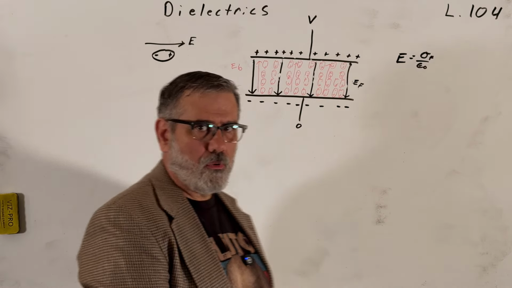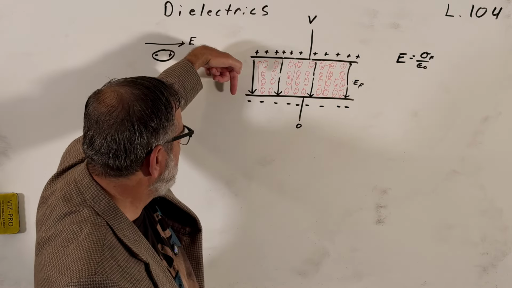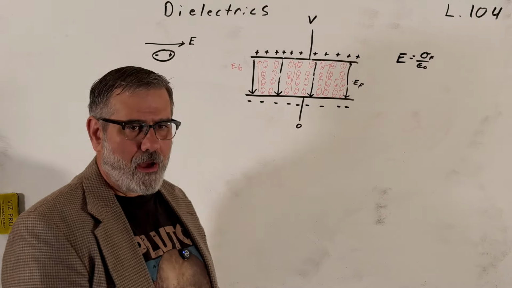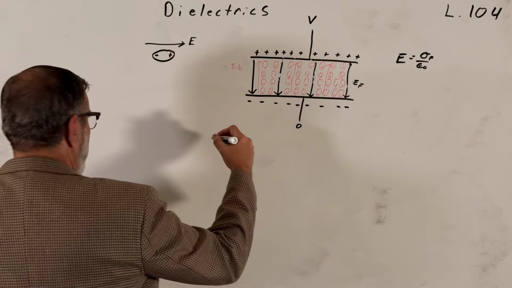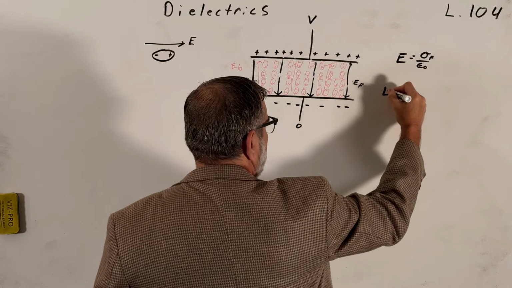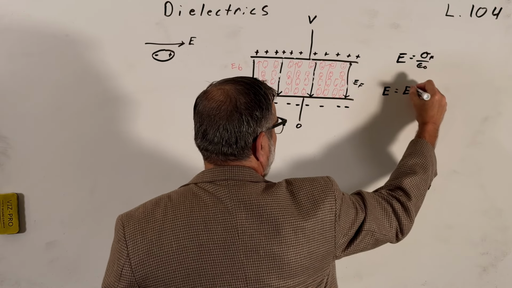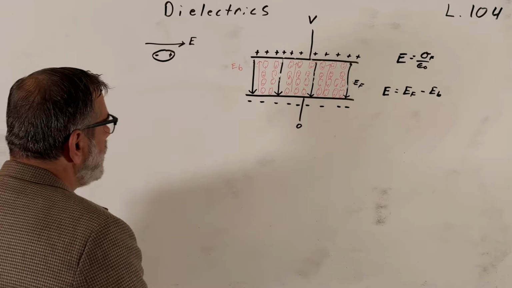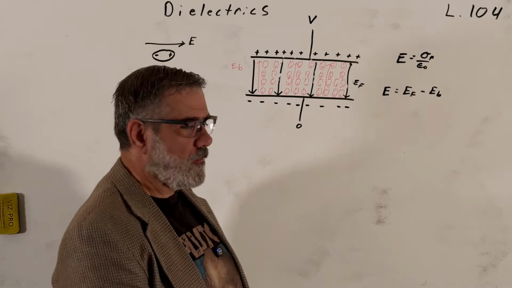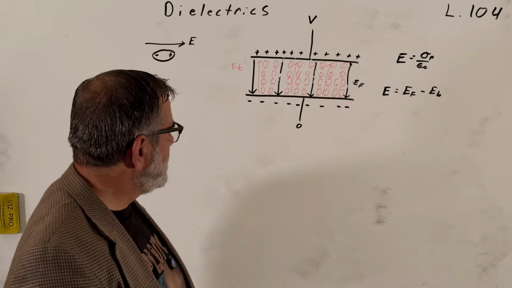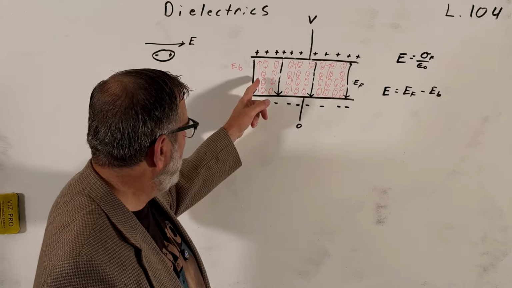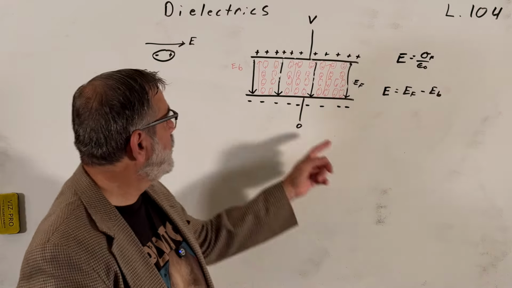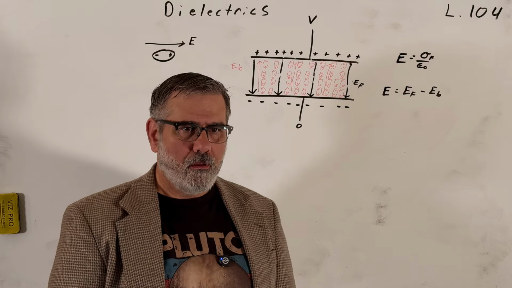Because we've got one electric field from the free charges headed in this direction, and it's going to superpose with the electric field from the bound charges in the opposite direction. So we can write something like E is now equal to E sub free minus E sub bound. Since the electric field is reduced, let me ask you a question. Does it make sense that the electric field from the bound charges is less than the electric field from the free charges?